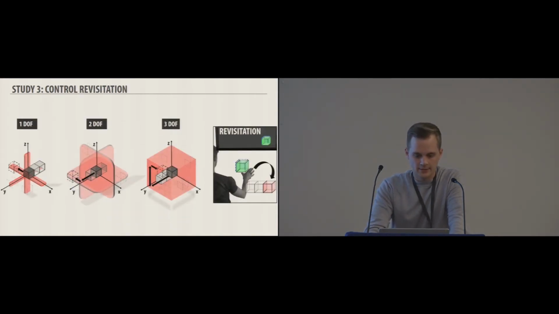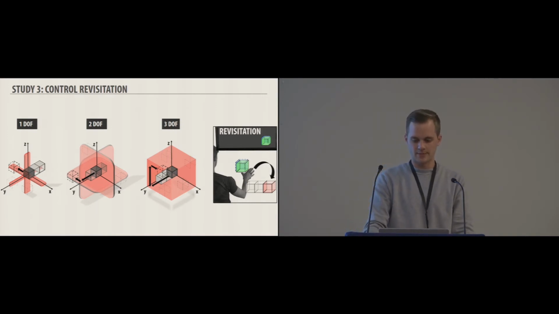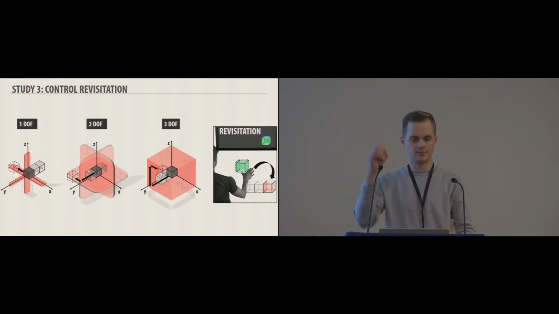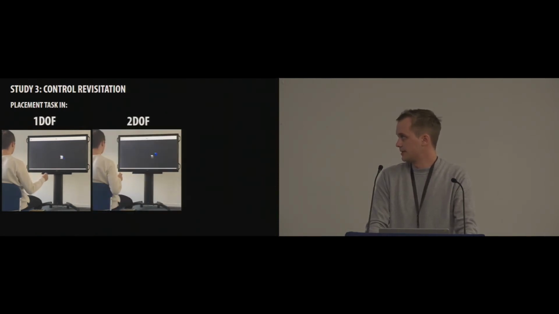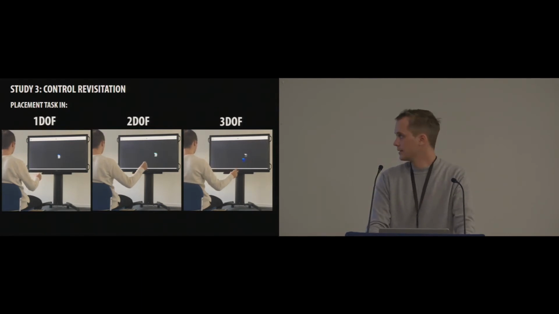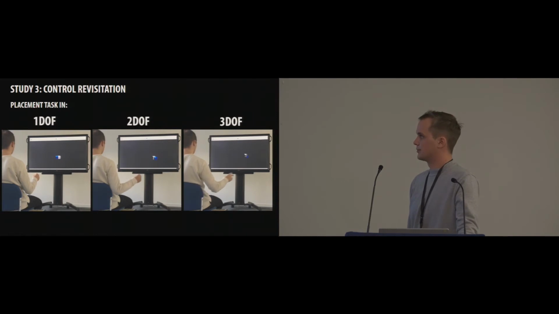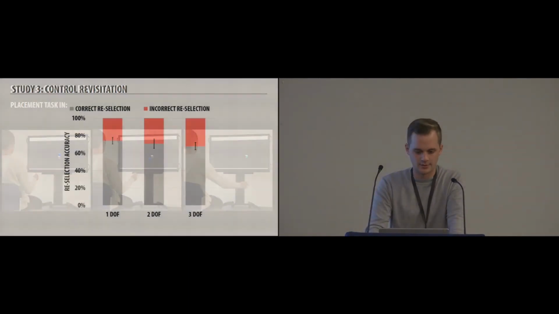In the last study, we investigated control revisitation. This is important for the spatial manipulations that we planned. We asked: if a participant selects the control and moves his hand away because he's manipulating the parameter, can he find the way back to the initial point of the control? We tested that with one-dimensional, two-dimensional and three-dimensional placement tasks. The participants had two cubes on the display, a placement cube and a target cube, and they just needed to align them based on the degrees of freedom that were offered.